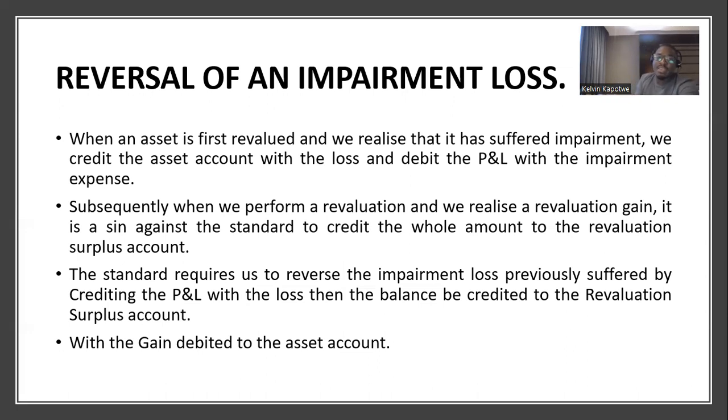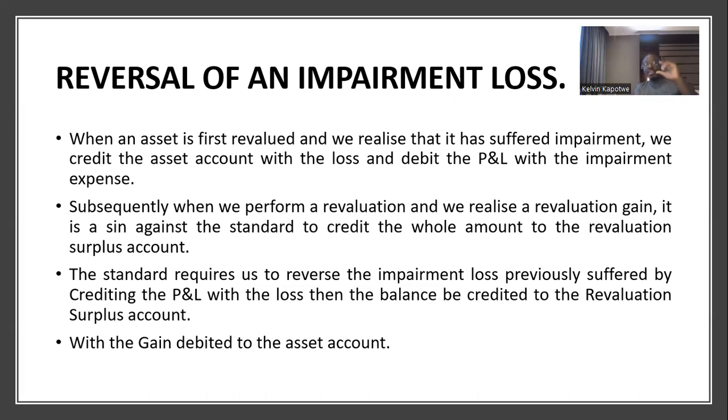And then they again debit it to the asset account. Okay. All right. I think that's how it's supposed to be done. The standard requires us to reverse the impairment loss previously suffered by crediting the P&L with the loss. Okay, you credit the P&L with the loss and credit equity. Okay, you credit equity with the 5,000.